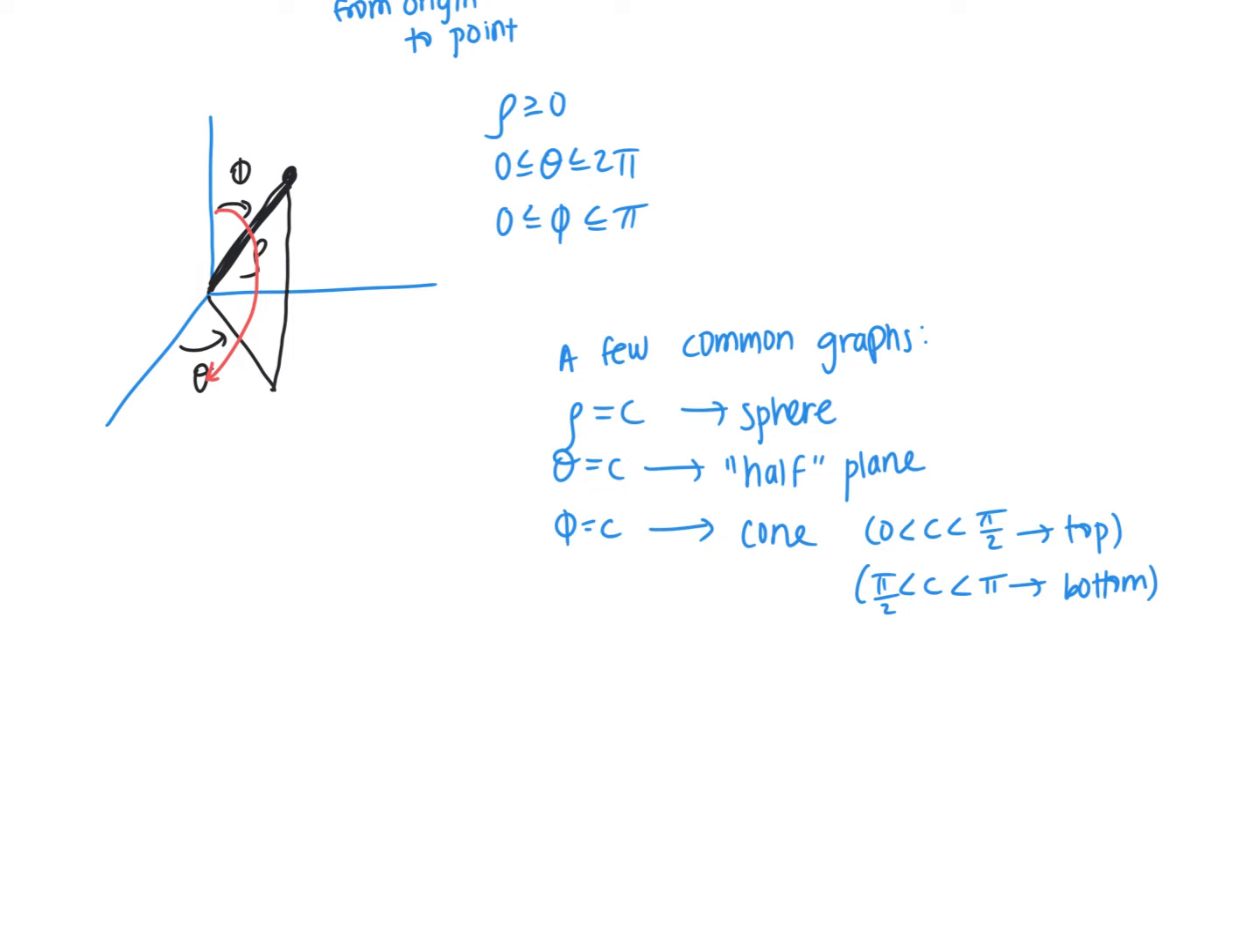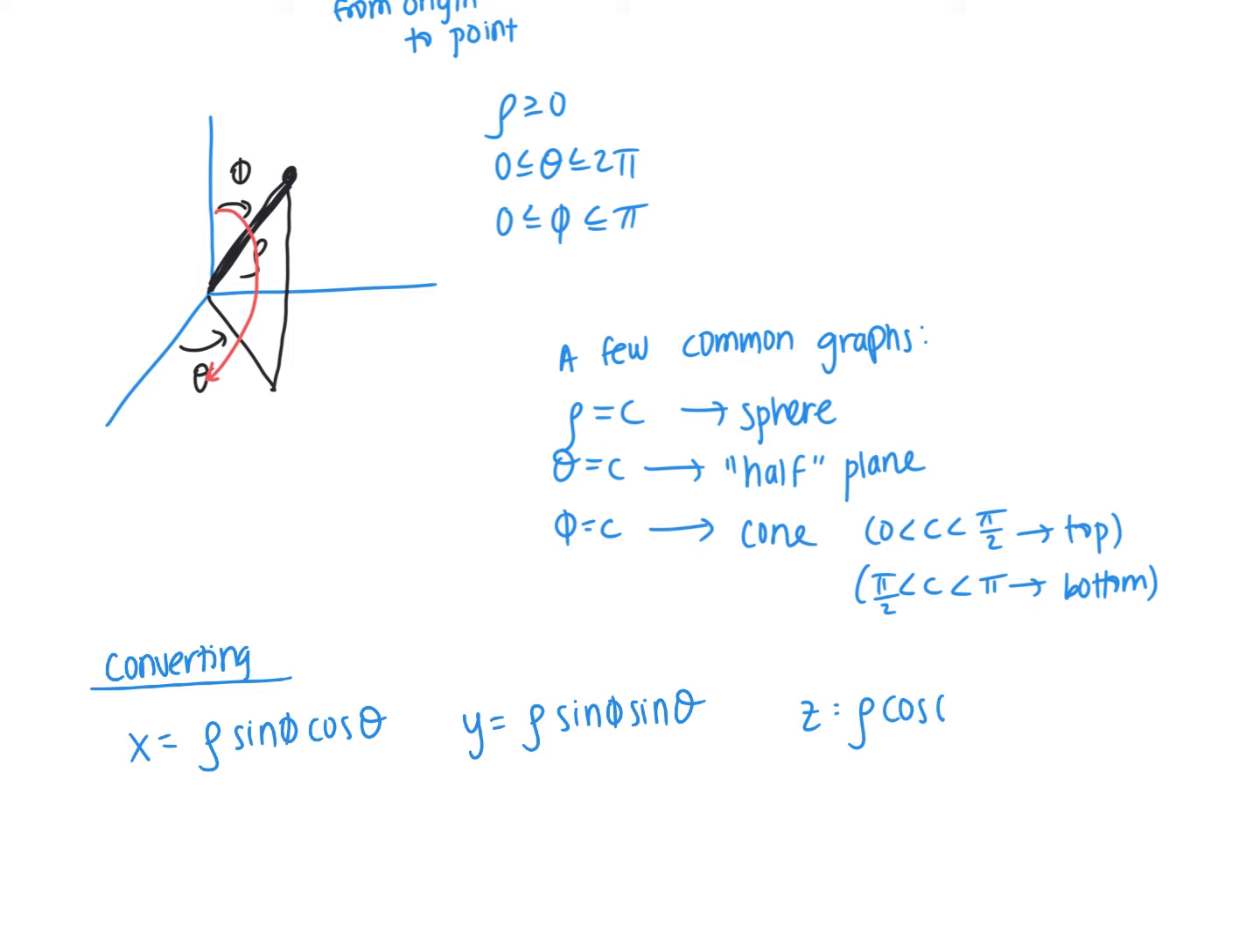Before we even look at triple integrals, we're going to need to know how to convert between the two, how to convert between rectangular and spherical. So that's what we're going to do first. Converting. Here are the formulas that you need to know. X is going to be equal to rho sine of phi cosine of theta. Y will be equal to rho sine of phi sine of theta. And then Z will be equal to rho cosine of phi. Also, fun fact, this should probably make sense. Rho squared is equal to x squared plus y squared plus z squared.